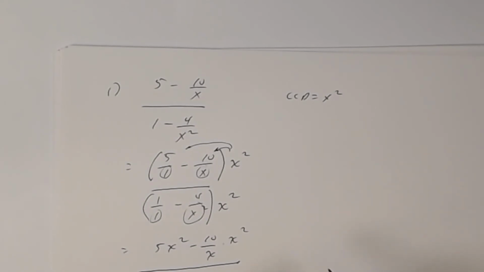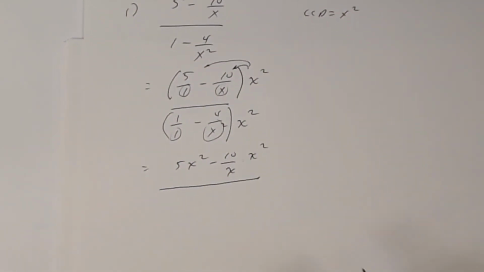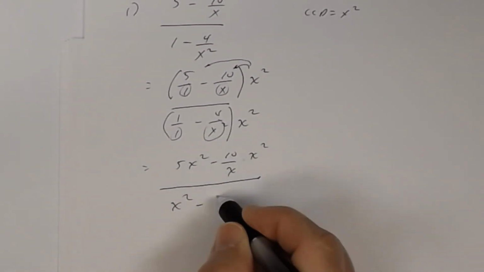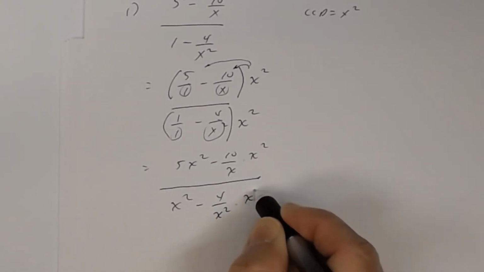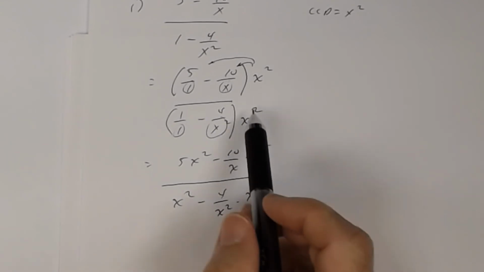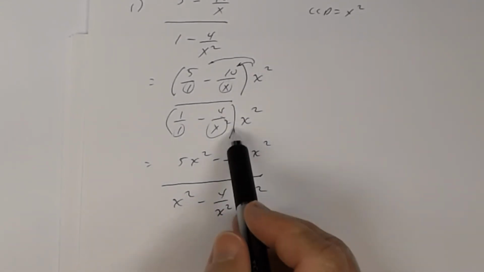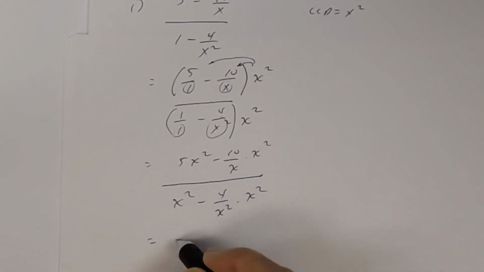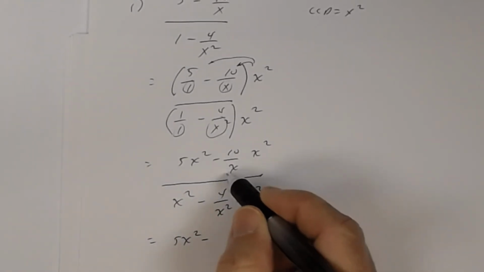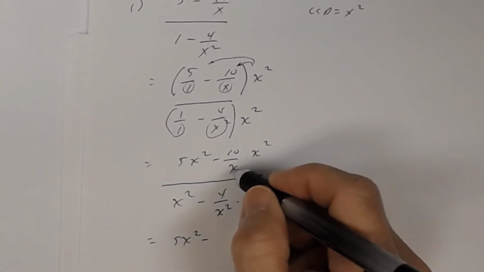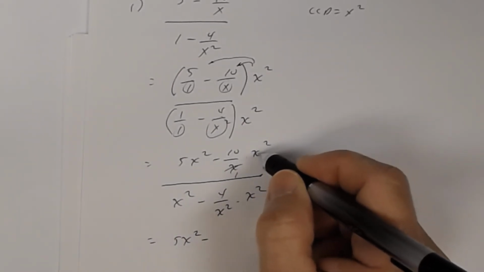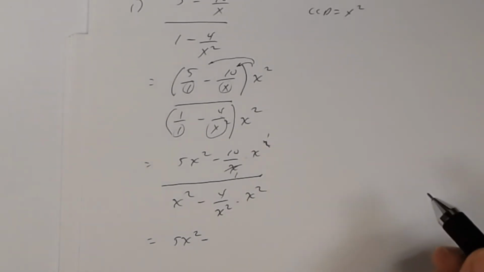And then over in the denominator, I get 1 over 1 times x squared, minus 4 over x squared times x squared. So all I did at this point was just distribute. That's all I did. And now we're going to reduce. So I get 5x squared minus, now remember if I reduce this, x divided by x is 1, and then x squared divided by a factor of x is just a factor of x.